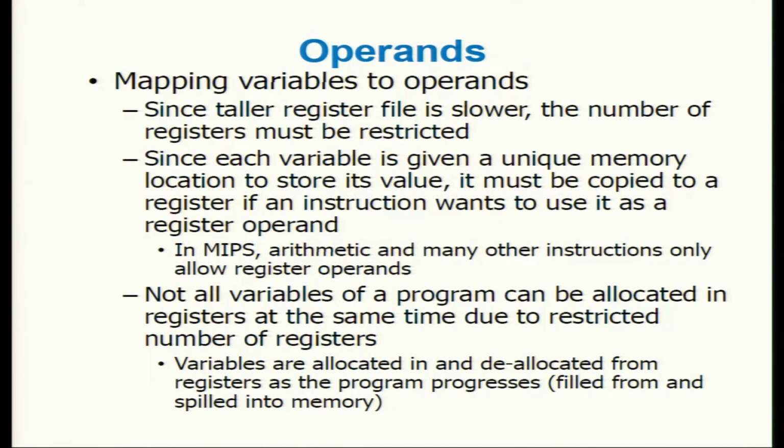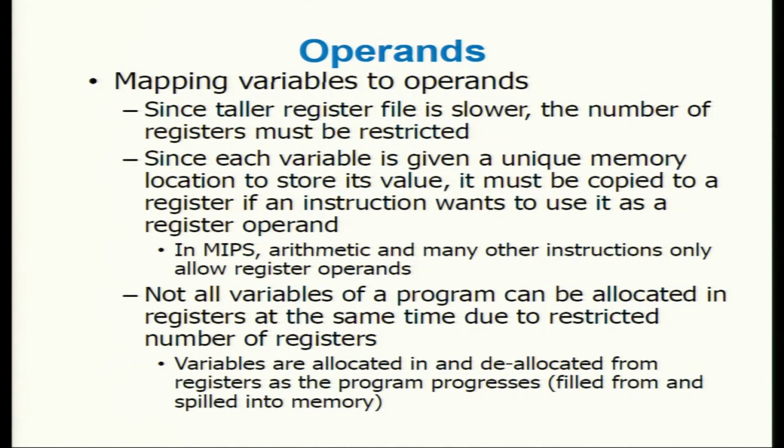Now, since each variable is given a unique memory location to store its value, that's what we have just agreed, that at the beginning of the program, A, B, and C in your A equal to B plus C will have fixed memory locations for storage. So that means every variable has to be copied to a register if an instruction wants to use it as a register operand. It has to be fetched from memory and put in a register. In MIPS, for example, arithmetic and many other instructions only allow register operands. So there is no other option but to do this. That is, you have to copy the memory operand first to a register and then operate.